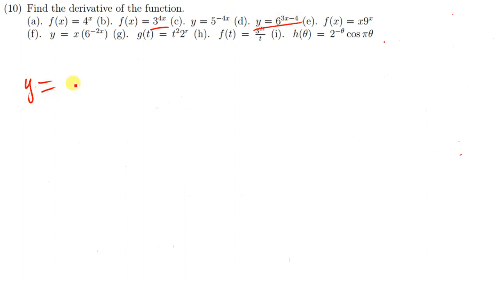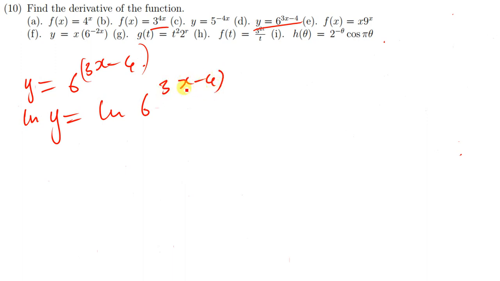So we have y is equal to 6 to the power 3x minus 4. So we can introduce ln. I think the best way is just to introduce ln so that the power comes down. So when you introduce ln, we're going to have ln y is equal to ln 6 to the power 3x minus 4. So we're going to have ln y is equal to 3x minus 4 times ln 6.